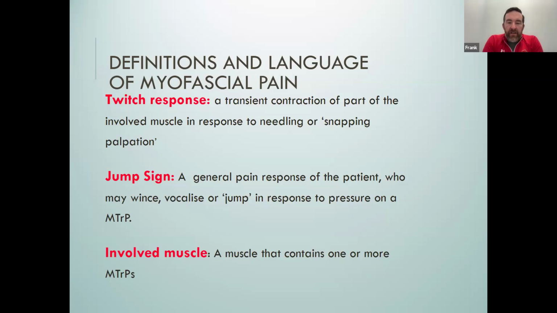Jump sign you'll see occasionally. In general, it's a pain response of the patient who could jump up, vocalize, or kick a leg in response to pressure on the myofascial trigger point, or dry needling as well. So this is the person where you're palpating the upper trap and you find that trigger point, and they guard up against you. They'll make a face. That same person, if you put a needle in that trigger point, you would likely feel the twitch response, and then sometimes someone might vocalize or move a leg in response to that pressure.